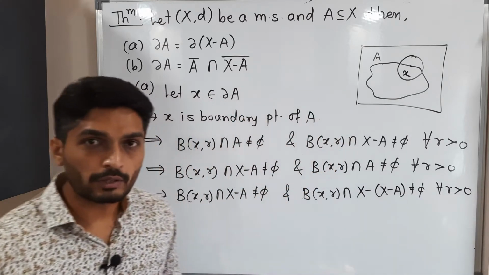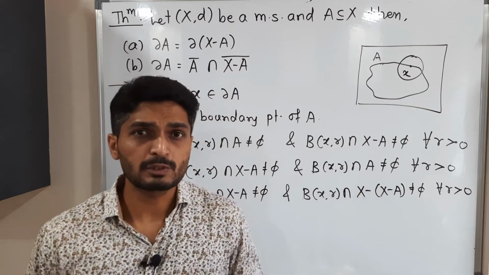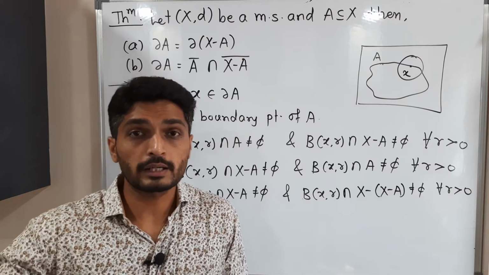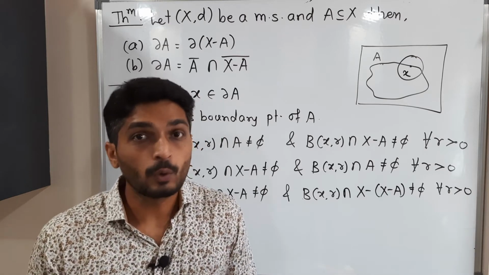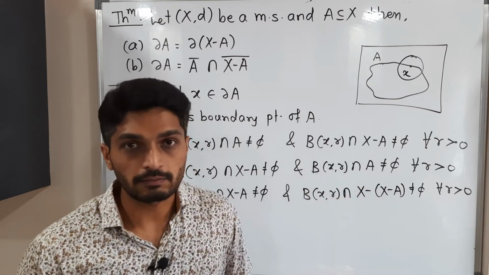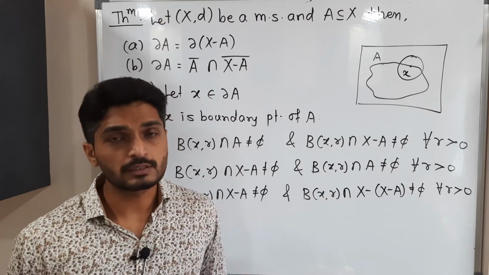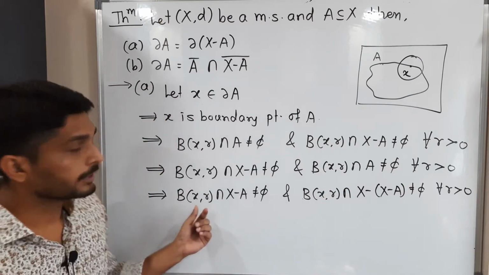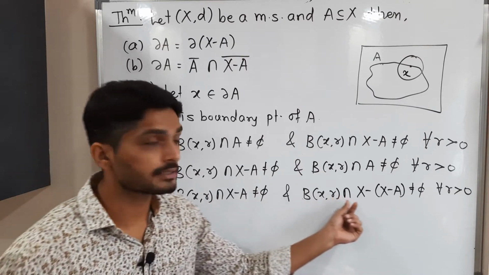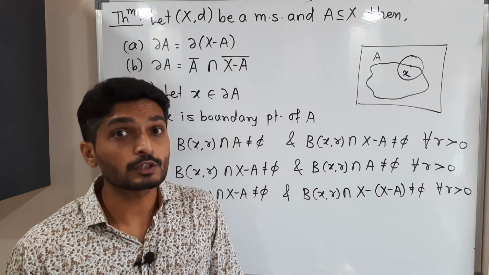Maybe you are thinking what I have done exactly. X minus A means the complement of A. But you know that if you take a double complement, you will have the original set. So the complement of the complement of A is nothing but A itself. So that's why the same thing I have written but in a different way. This is the only thing. Did you notice anything? B(x,r) intersects X minus A and B(x,r) intersects the complement of X minus A. So this is nothing but again the definition of boundary point.